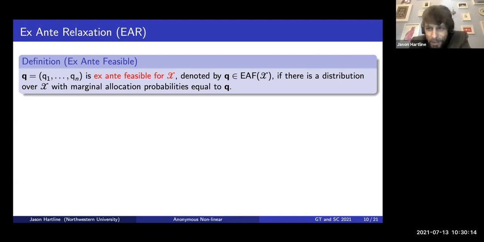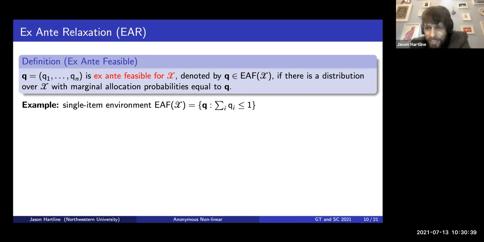Okay, what are the marginal allocation probabilities? I have a distribution over feasible outcomes. I look at the probability that agent i is served, that's Qi. I do that for all agents i. This is going to give me some profile of Qi's. And we'll call that ex ante feasible because there's a distribution over ex post feasible outcomes that gives me this profile of marginal probabilities.